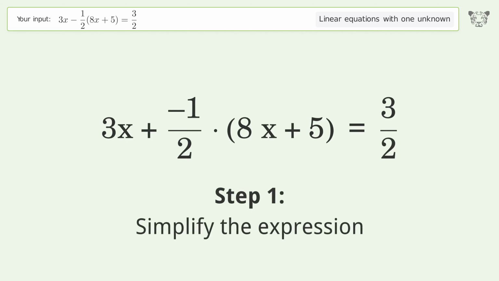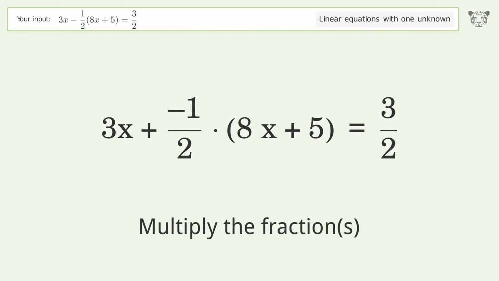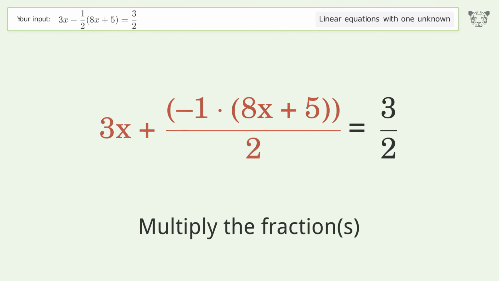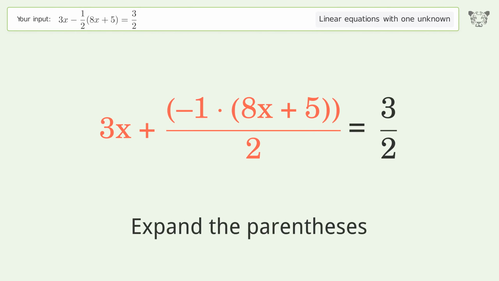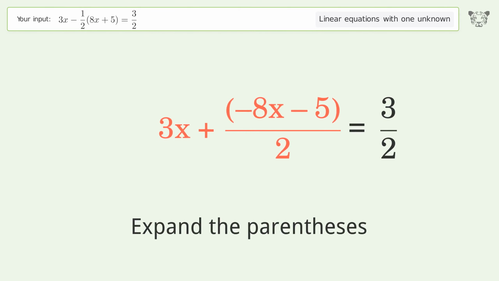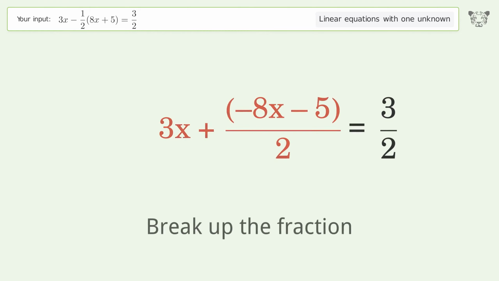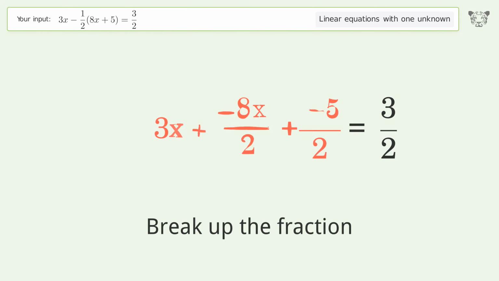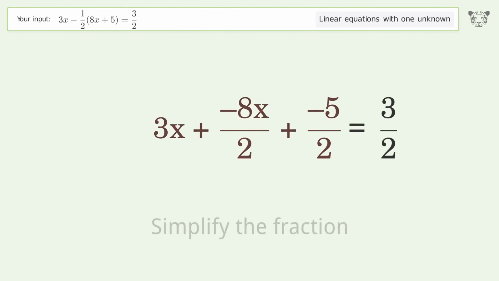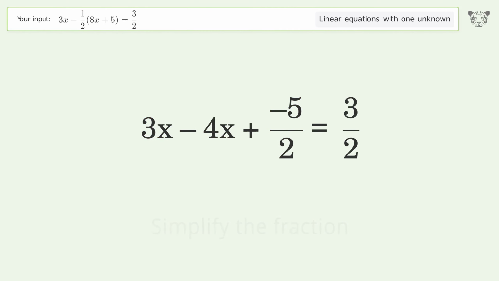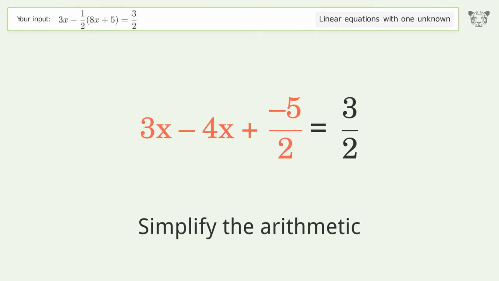Simplify the expression. Multiply the fractions. Expand the parentheses. Break up the fraction. Simplify the fraction. Simplify the arithmetic.